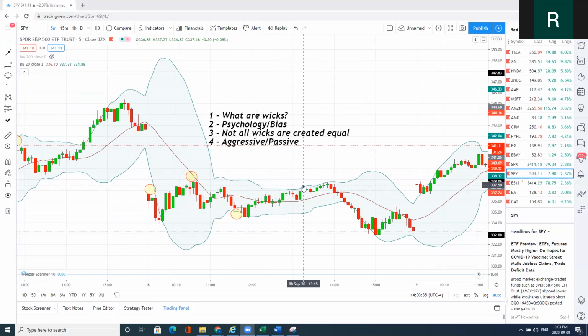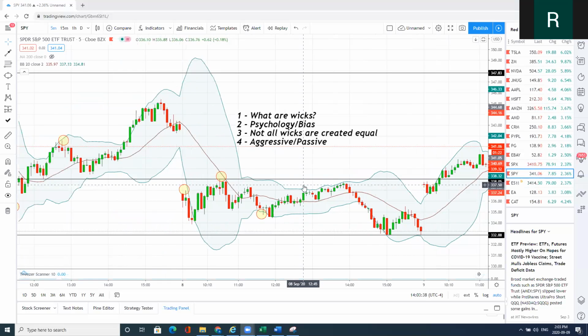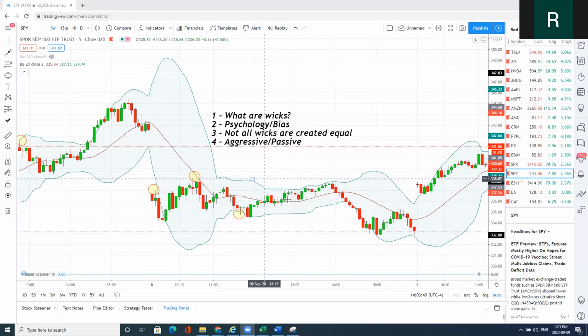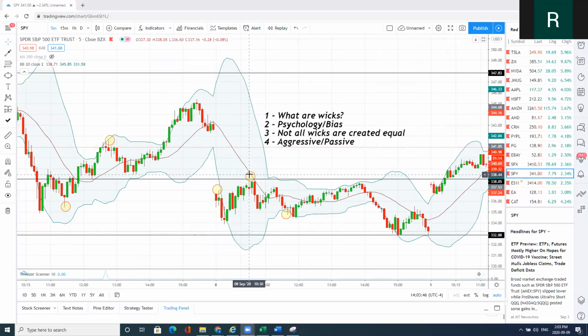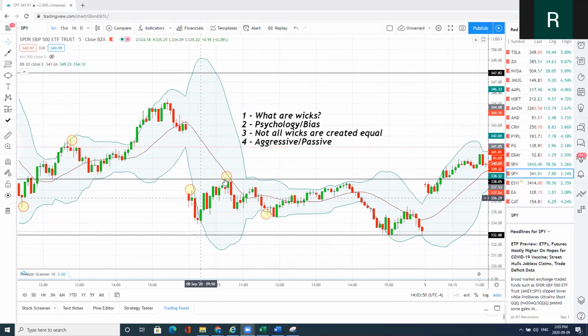The other reason not all wicks are created equal is that in a day trading context, the longer you go in the day, the choppier things become and the more wicks you'll see. I prefer to only focus on the wicks that have confluence, meaning they're at the extreme points or there's another factor on why it's a good trade.